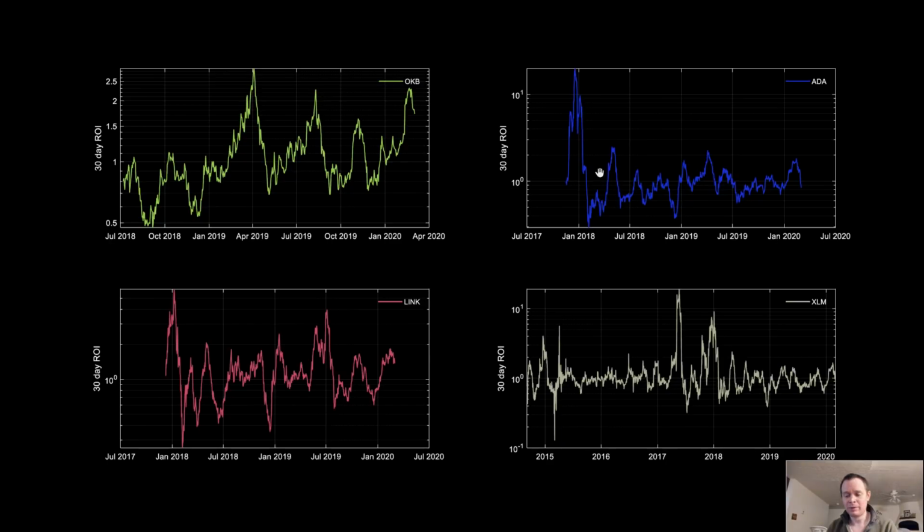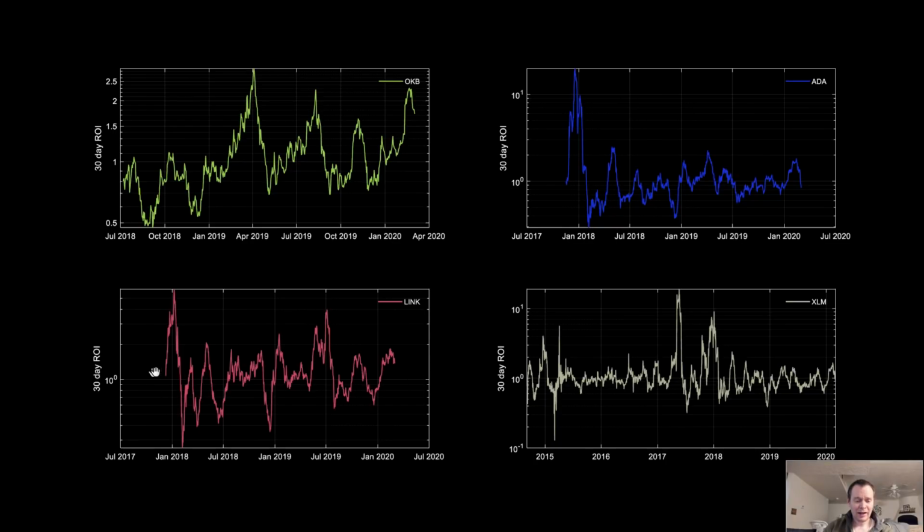XRP didn't really do much for a long time from 2013 to 2017, but then in 2017 it had not one but two instances, if you include just the first couple of weeks of 2018 in that, where it did go up by about 10x or so.